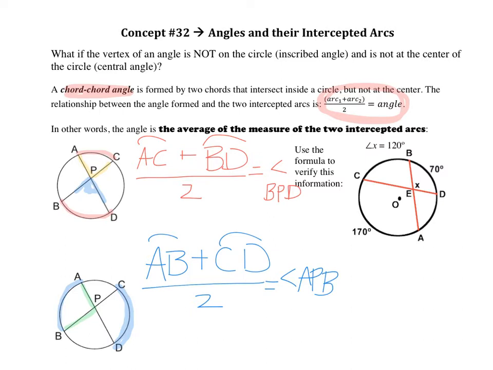Again, this is for when you have two chords that intersect inside a circle that are not intersecting at the center. If it's intersecting at the center, we know that the central angle is just equal to the arc. This is for a different situation.